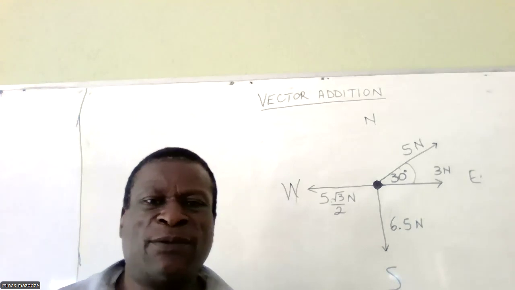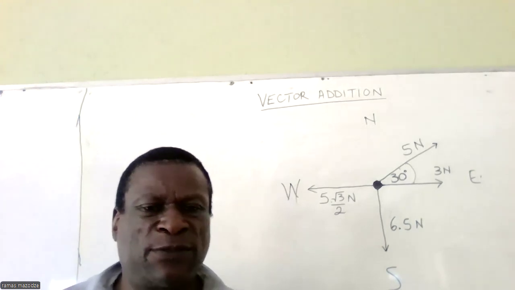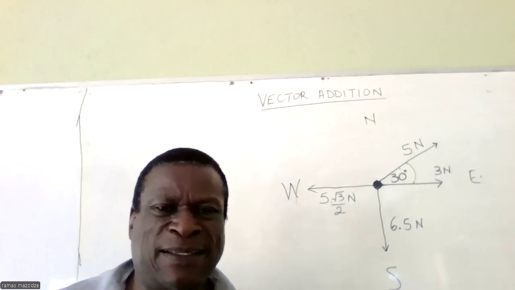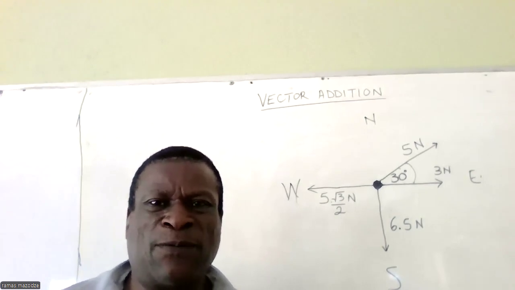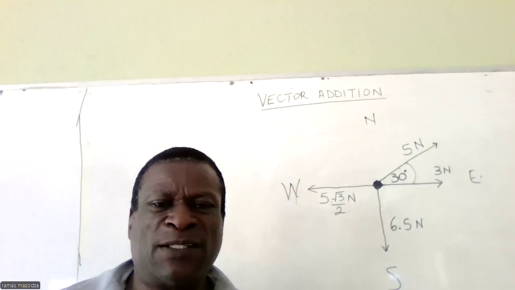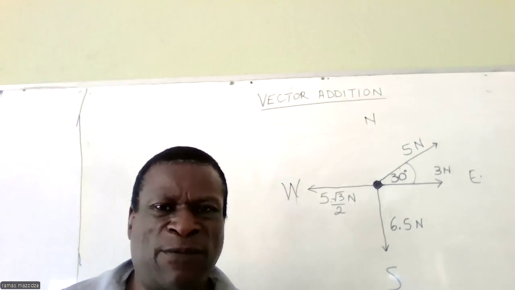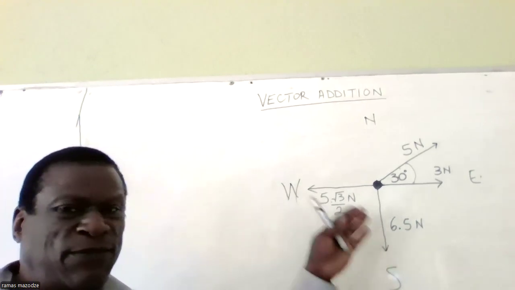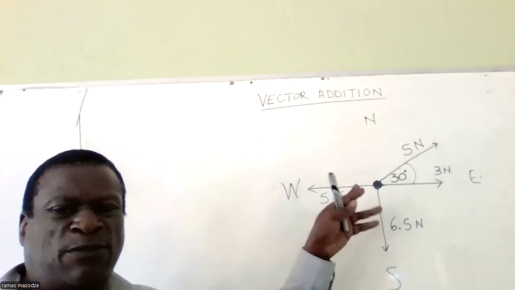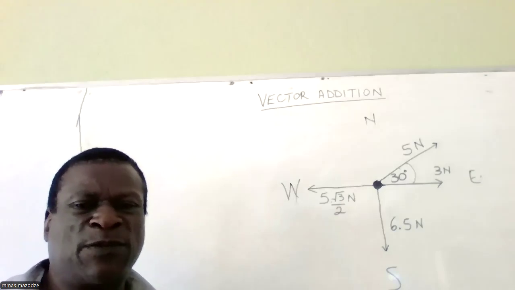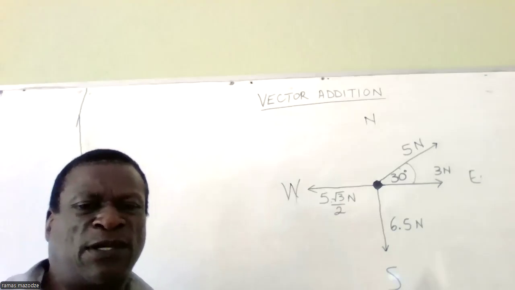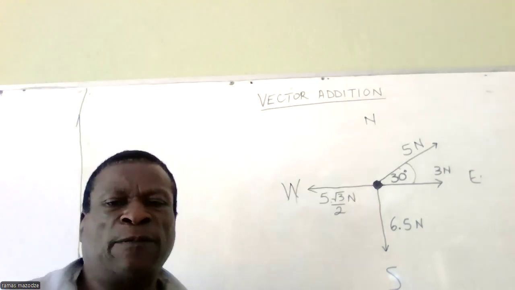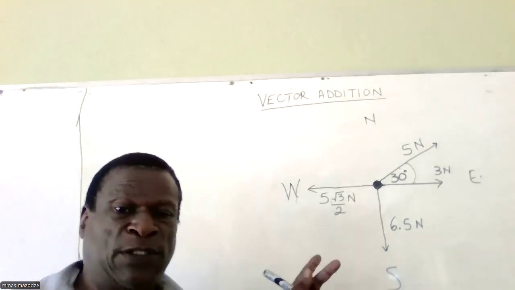Today we are looking at a very simple topic, but one which forms the very basics of knowledge that a student needs to have. We're talking about vector addition, right? So my problem today is this object here, represented by the object with a dot, and there are a number of forces acting on it.